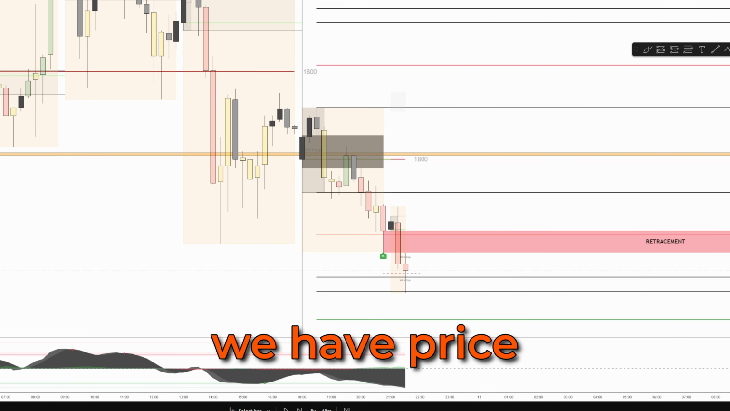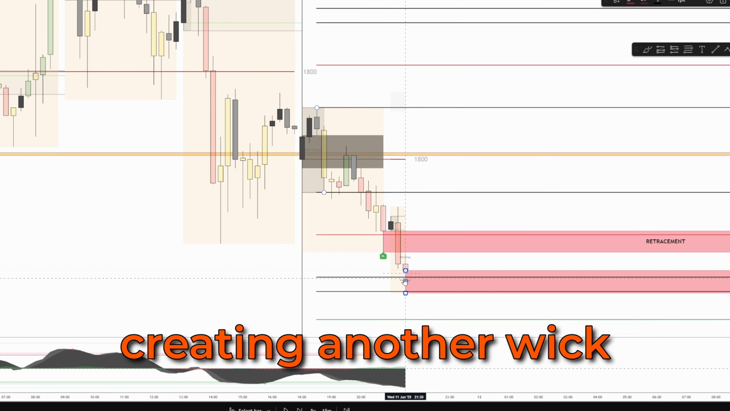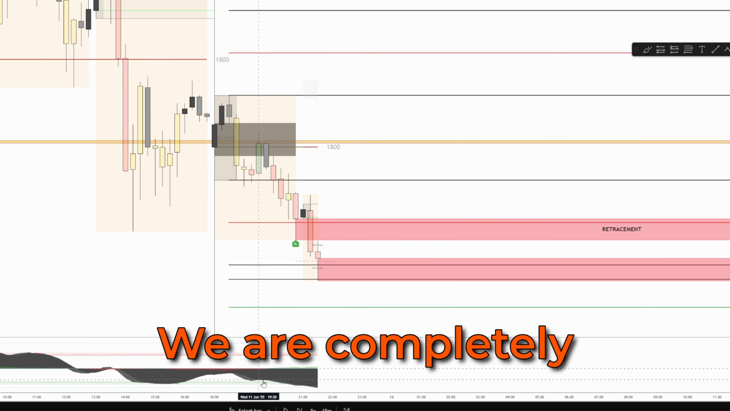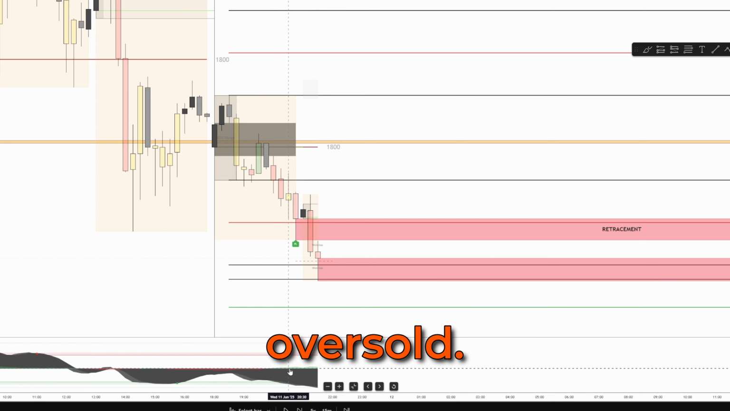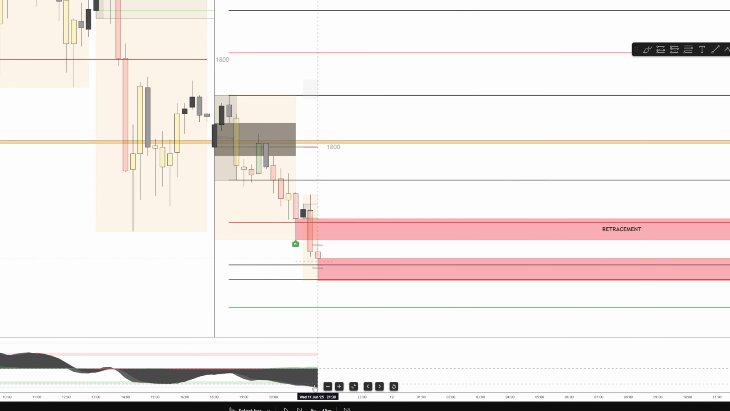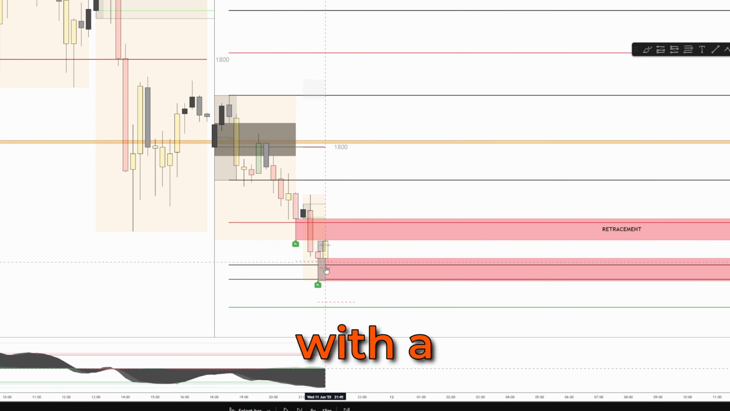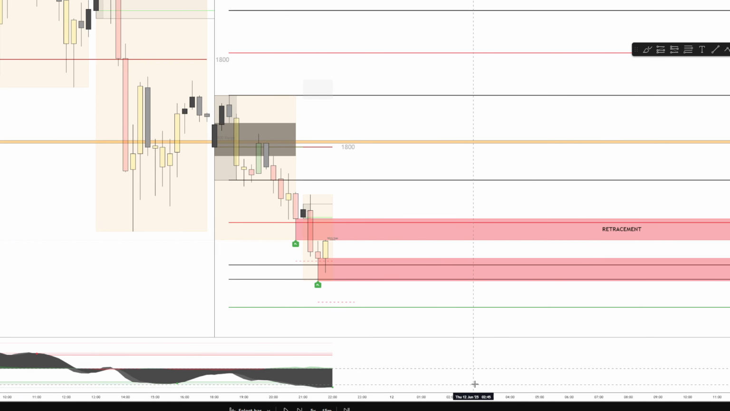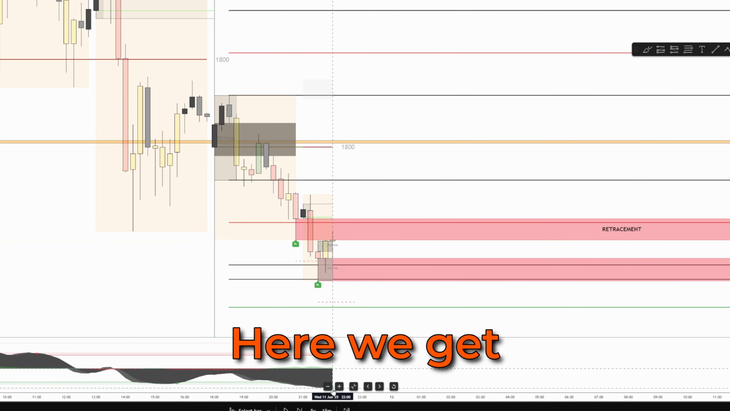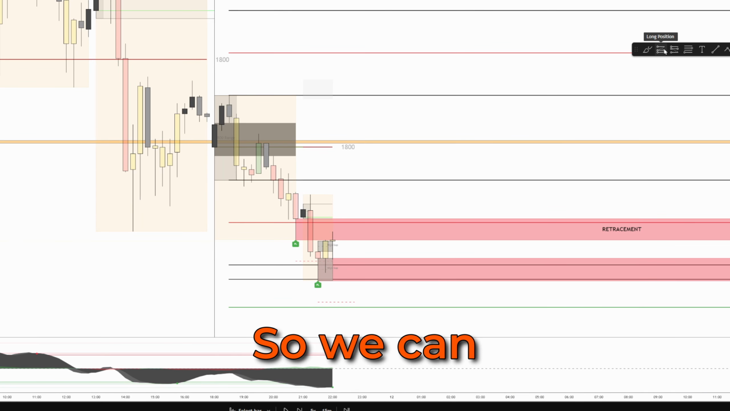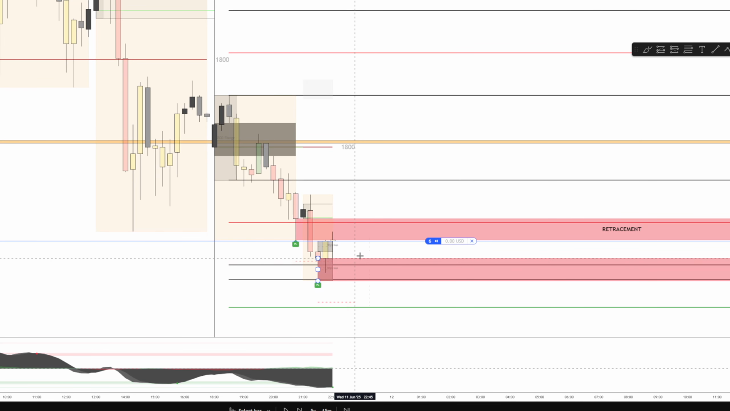So here we have price creating another wick on standard deviation. So now we can anticipate a buy. We are completely oversold. The buyers have stepped in, the money flow. Right here, we have a previous low with a buy indication. Here we get our dot at the bottom by the wave. So we can go in for a buy.